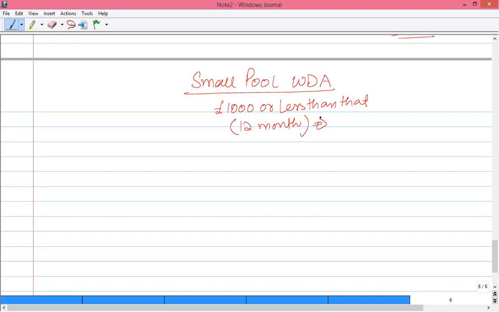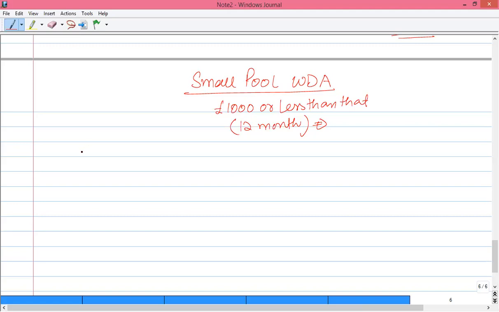So if there is a short period of account, the value will be less than 1,000. And if there is a long period of account, the value would be more than 1,000. So now exactly what is the rule? If after addition or disposal, the balance is 1,000 or less, then there is no need to apply a WDA of either 18% or 8%. Instead, you can claim the full value as WDA.